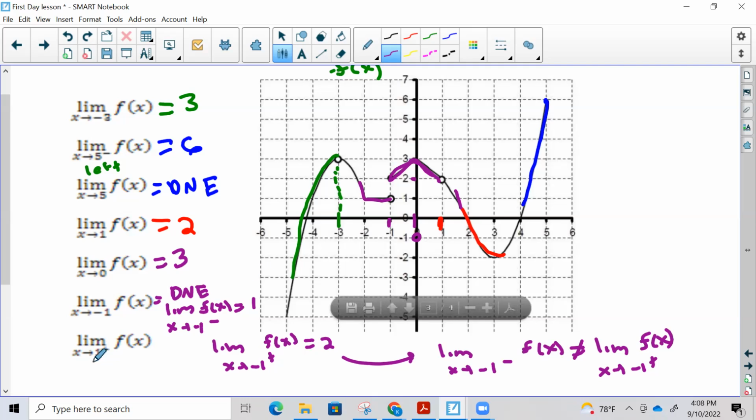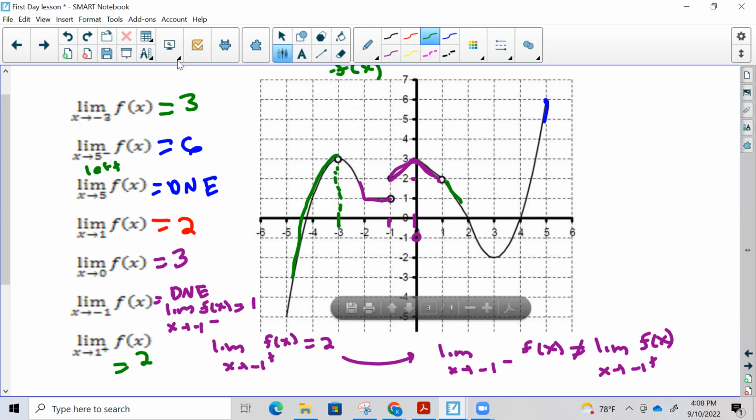Okay, the last one is x approaches 1 from the right. So from the right, I'm coming this way. If I trace from the right as x approaches 1, that y value is going to be 2.